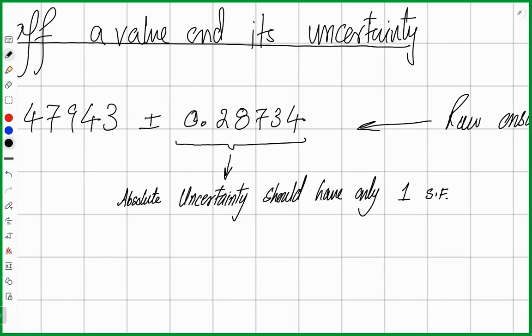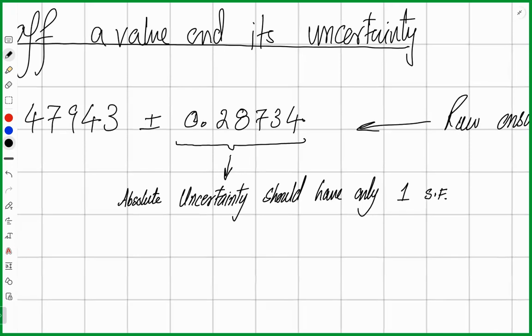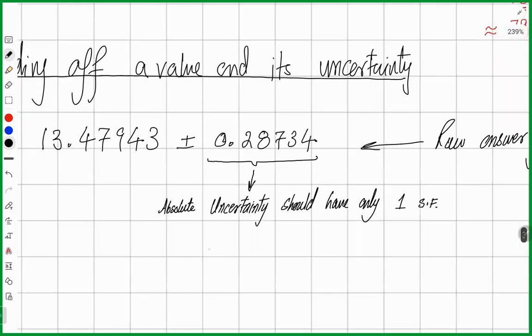What do you think, Subhan? Sahil? Yes, sir. What do you think? What will be this number, the uncertainty, if I round it off to one significant figure? Sir, 0.3. Good, good. So it will be 0.3.